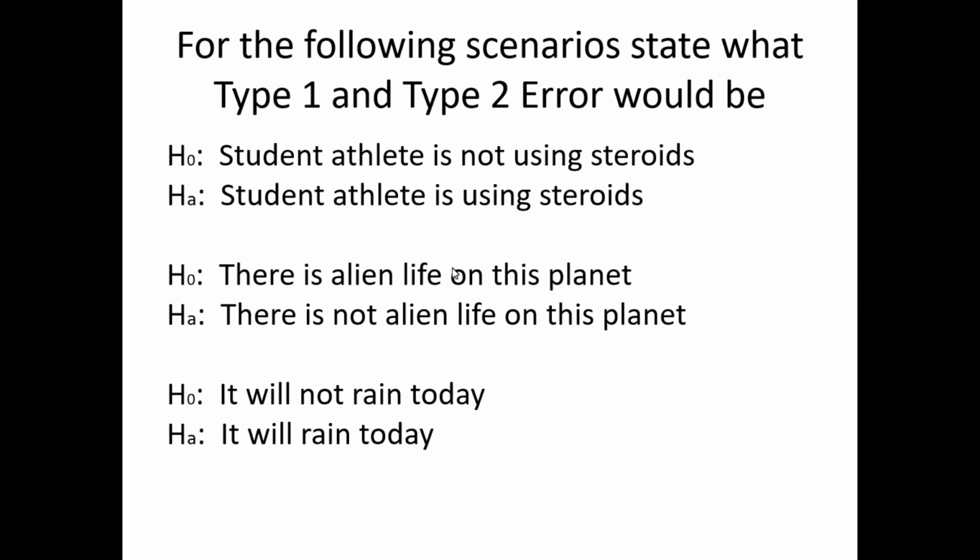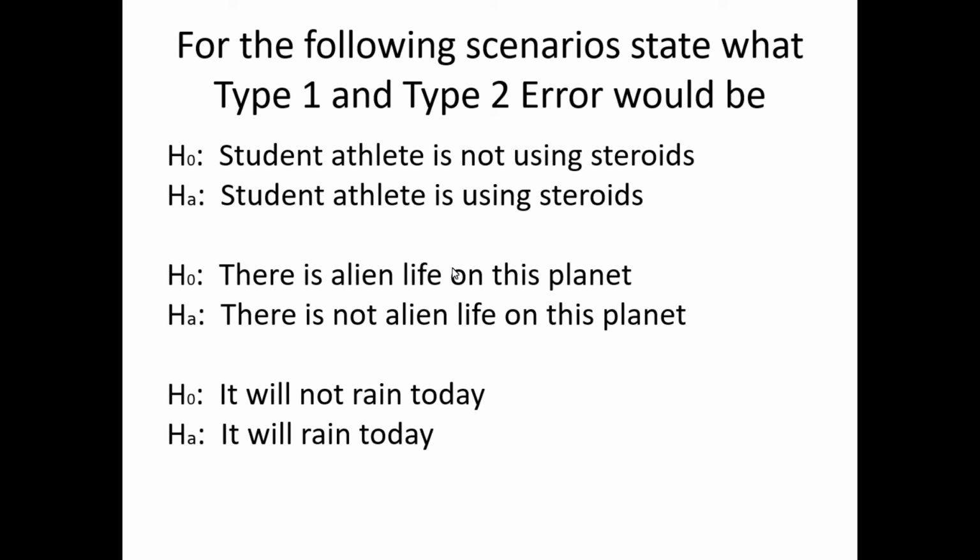For the following scenarios, state what type 1 and type 2 error would be. I'm going to do the first one and have you guys try the next two. So in the first one, the null hypothesis is student athlete is not using steroids. The alternative hypothesis is student athlete is using steroids. So if I was going to do type 1 error, we believe a student is using steroids. In reality, they are not using steroids. A type 2 error, we believe a student athlete is not using steroids. In reality, they are using steroids.